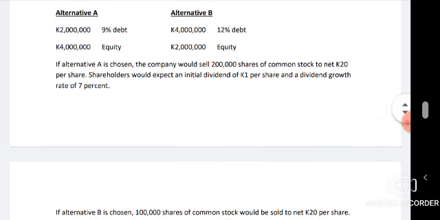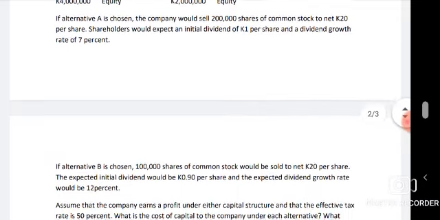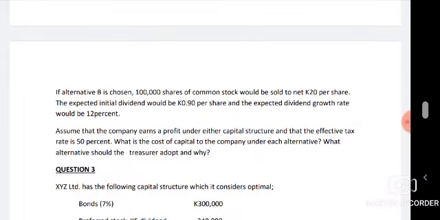If alternative A is chosen, the company would sell 200 shares of common stock to net 20 kwacha per share. Shareholders would expect an initial dividend of 1 kwacha per share and a dividend growth rate of 7%. If alternative B is chosen, 100,000 shares of common stock would be sold at net 20 kwacha per share. The expected initial dividend would be 0.90 per share and the expected dividend growth rate would be 12%.